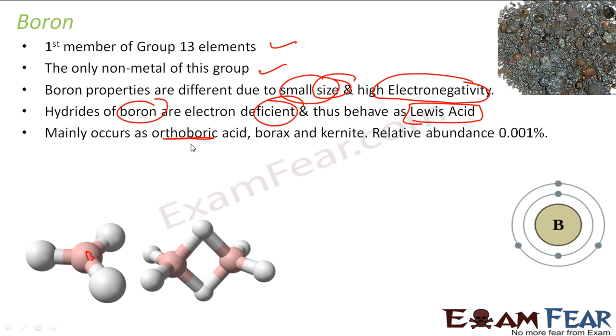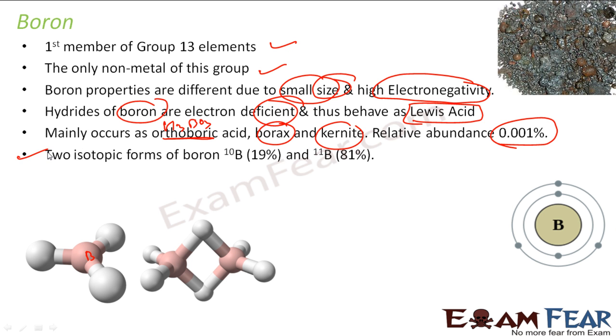It mainly occurs as orthoboric acid, H3BO3, borax, and kernite, Na2B4O7 with water of crystallization. And the abundance is pretty less. We'll talk more about this.